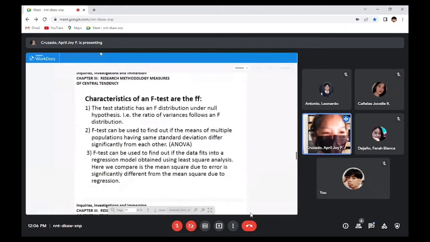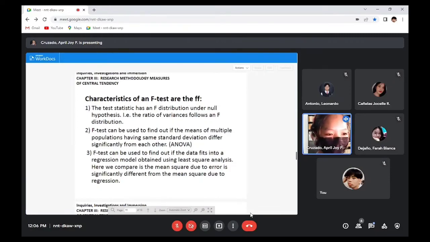First, the test statistic has an F distribution under the null hypothesis. The ratio of variances follows an F distribution. Second, the F-test can be used to find out if the means of multiple populations having the same standard deviation differ significantly from each other, or ANOVA.